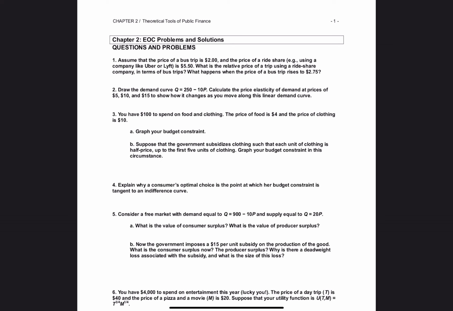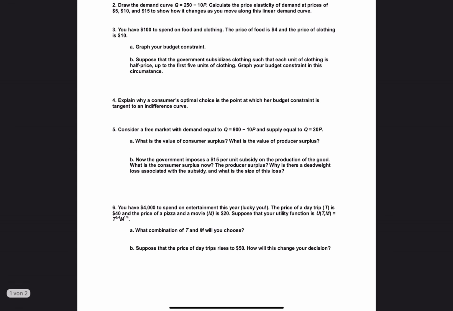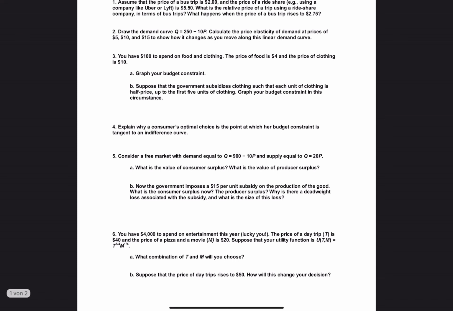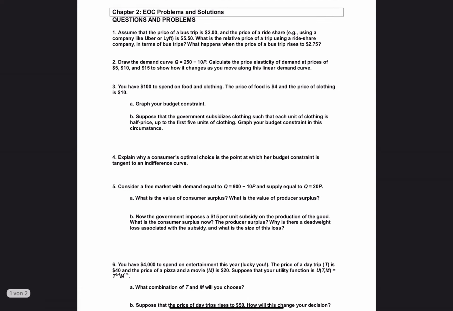In today's exercise session, we will talk about the theoretical tools of public finance. So we will basically go through how to draw a budget constraint, what a relative price is, and we'll talk a little bit about utility maximization and actually solve one utility maximization problem.